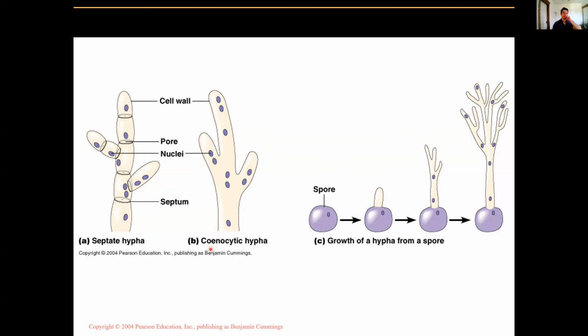Now on the other side, here you have a filament that lacks septa, so you'll see it's one continuous thing lacking all the cross walls with many nuclei contained inside. And then the picture on the right, which we see over here, is just the growth of a hyphae. Here you can see the spore and the hyphae starting to form, and note how it just elongates at the tip and it just keeps growing in that direction.